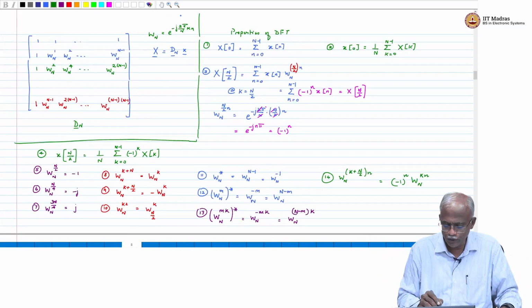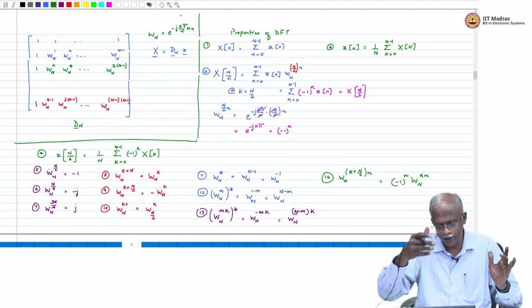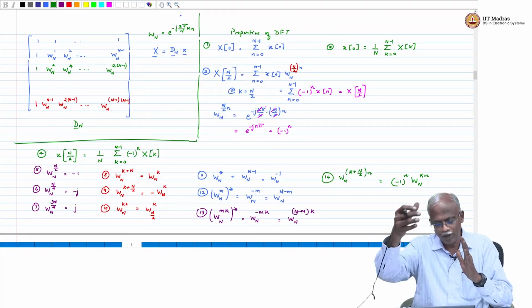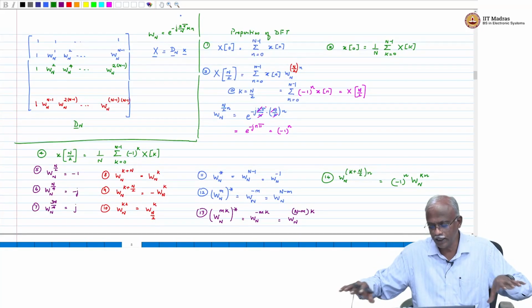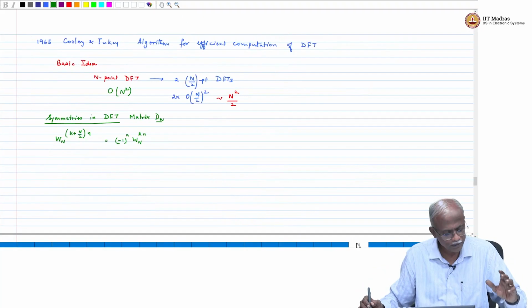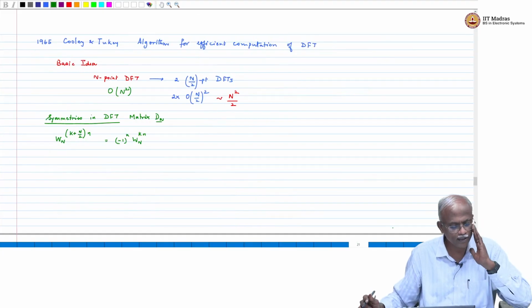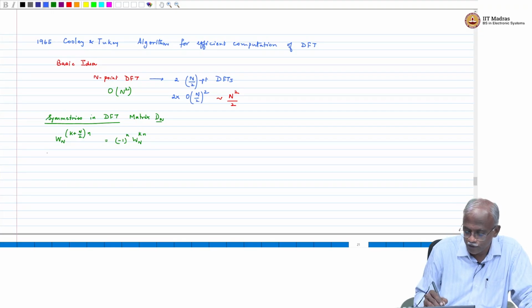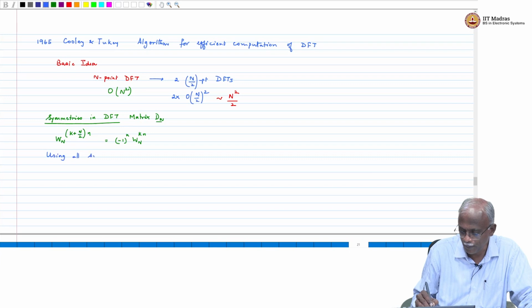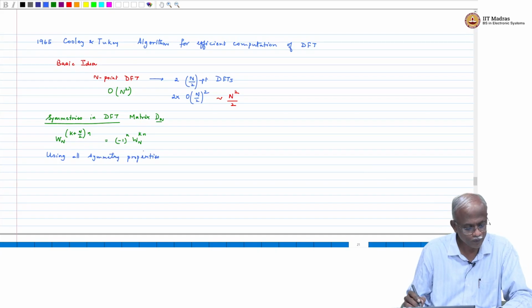What I would like you to do is verify that W_n^(n/2) is minus 1, and W_n raised to the power of n by 4 is minus j. So this slide captures all the symmetry properties available to us. Using all of these symmetry properties, exploiting all symmetries, what can you reduce the complexity to?